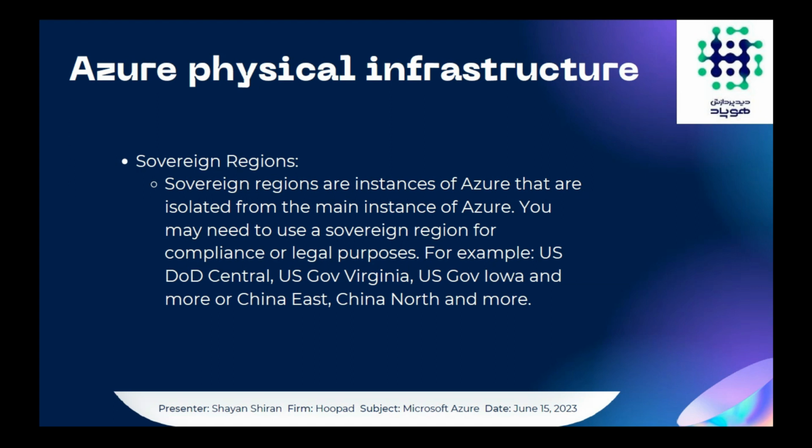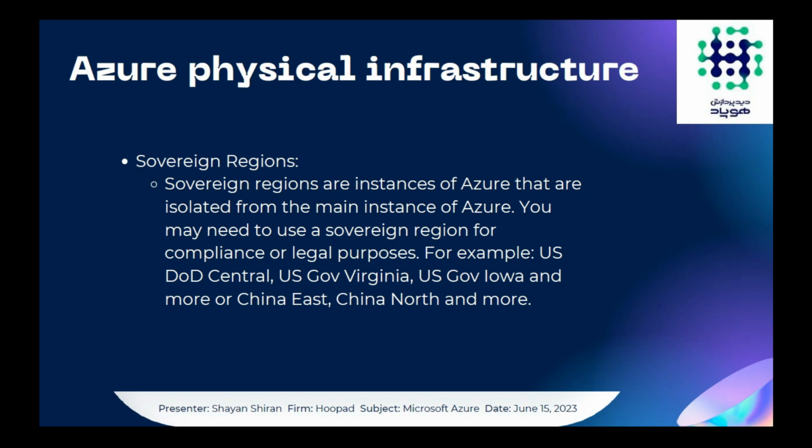For example, U.S. Department of Defense Central, or U.S. Government Virginia, or U.S. Government Iowa, and more states use these kinds of regions because they are physically and logically network isolated instances, which are programmed for just US government agencies and their partners. And the ones controlling these data centers and these regions are some trained US personnel.